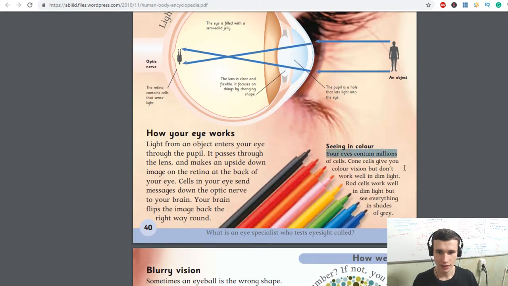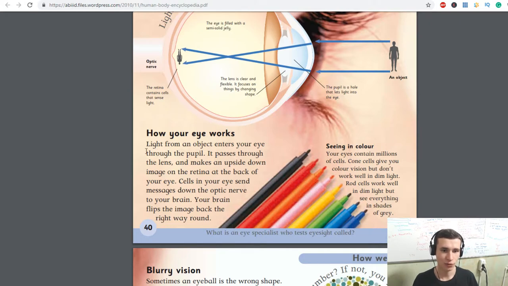Seeing in color. Your eyes contain millions of cells. Cone cells give you color vision but don't work well in dim light. Rod cells work well in dim light but see everything in shades of gray.